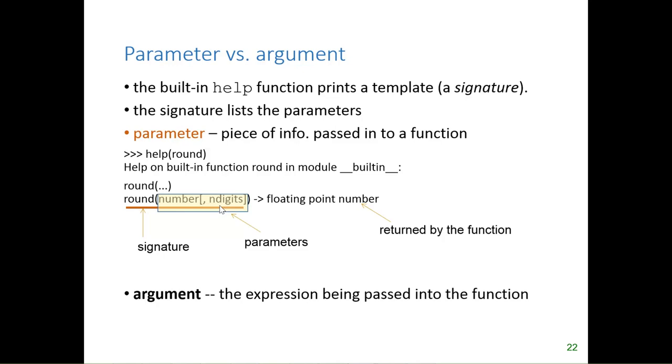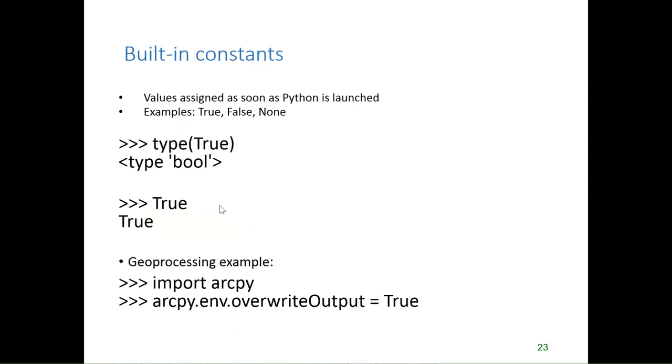So an argument is an expression being passed into a function, a specific expression. So the arguments here are 1.7 and 1, 2, and 3. Now we've finished talking about built-in functions for the moment.